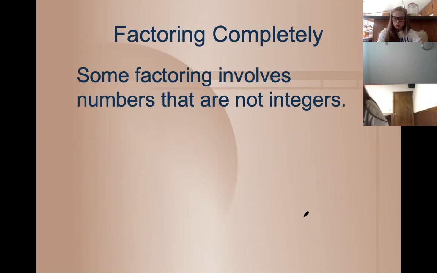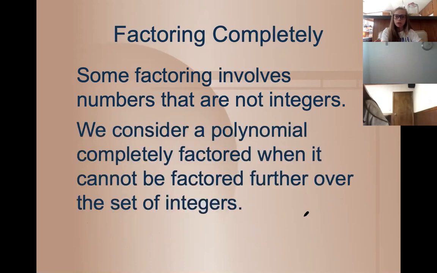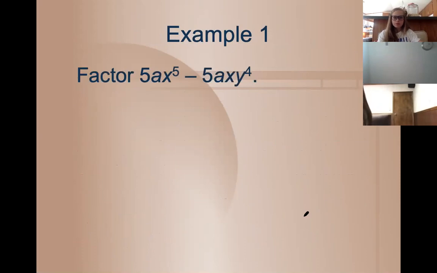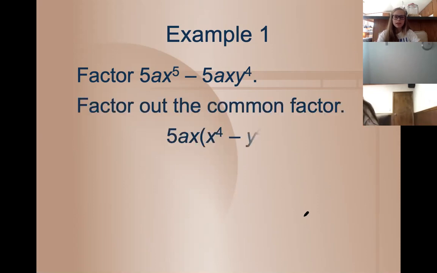All right, what if it's not an integer? All right, we got to be careful. Here we go. Let's go to an example. Factor 5ax to the fifth minus 5ax y to the fourth. Well, first thing I always look for is, can I factor something out that is the same in both? Sierra, what is common in both of these terms that I can factor out? 5 and an a, and an x. There you go. Very good. A 5, an a, and an x.